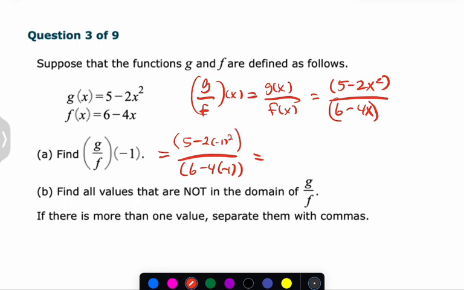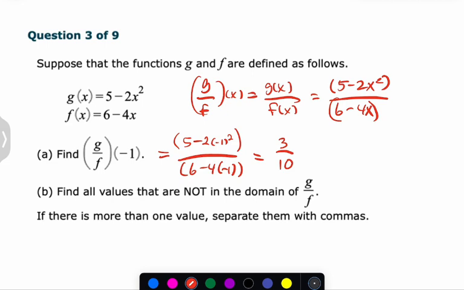If we square the -1, we get 1 times -2 is -2. 5 minus 2 is 3. This becomes a positive 4, so it's really just going to become a 6 plus 4, or 10. We did not get a 0 denominator. If we would get a 0 denominator, we would say undefined. Just reduce your fraction as much as possible. Okay.